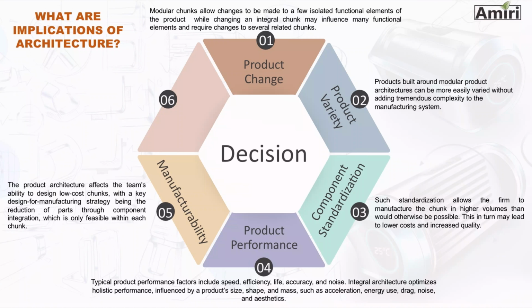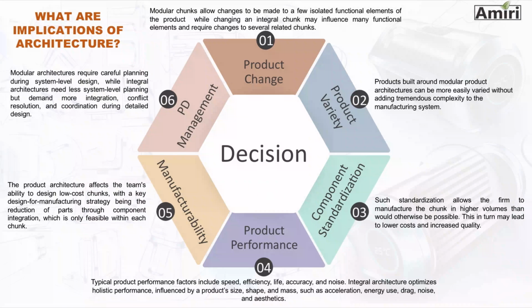The product architecture directly affects the ability of the team to design a chunk to be produced at low cost. One important design for manufacturing, or DFM strategy, which we'll talk about in future videos, involves minimizing the number of parts in a product through component integration. Because the product architecture constrains subsequent detailed design decisions. In this way, the team must consider the manufacturing implications of the architectural decisions they make.